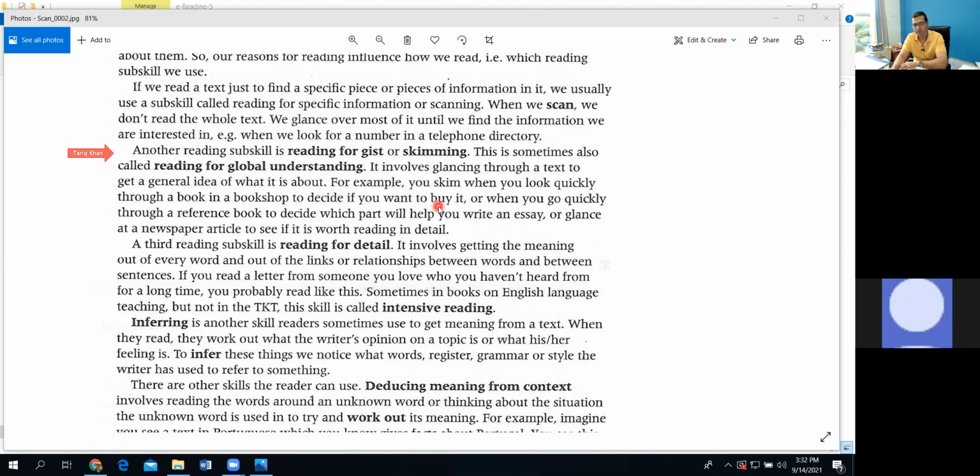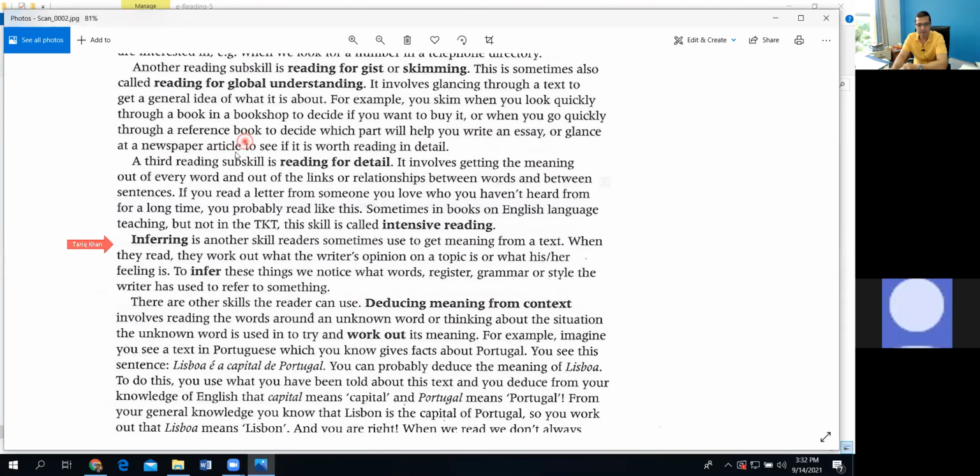For example, you skim when you look quickly through a book in a bookshop to decide if you want to buy it, or when you go quickly to a reference book to decide which part will help you write an essay, or glance at a newspaper article to see if it is worth reading in detail. Is this clear? Yes, sir. And I hope it is clear to you the difference between scanning and skimming. Right?